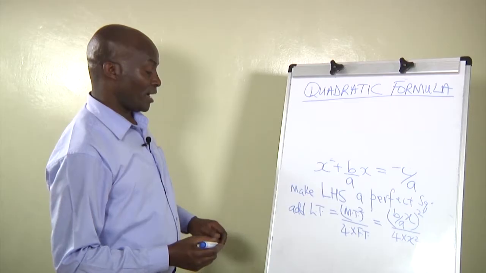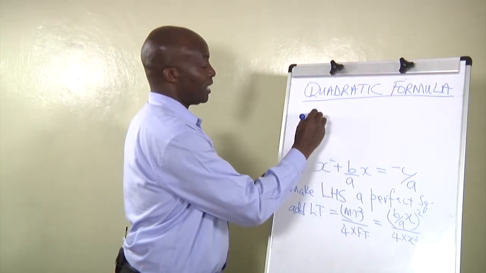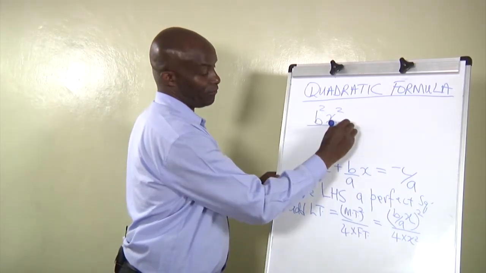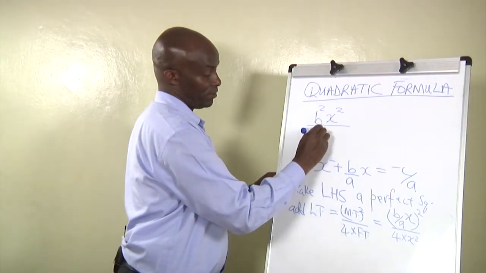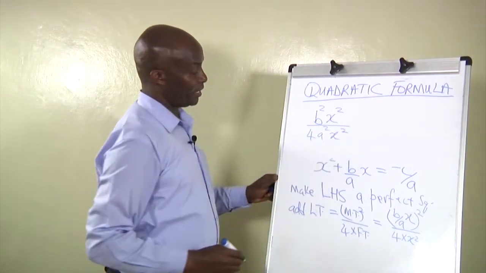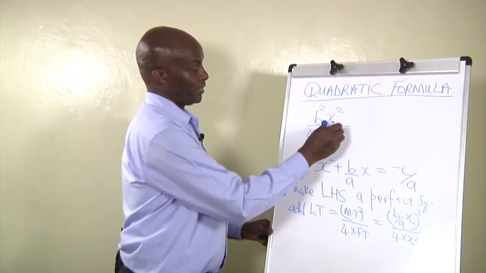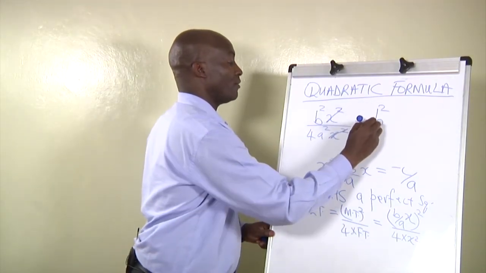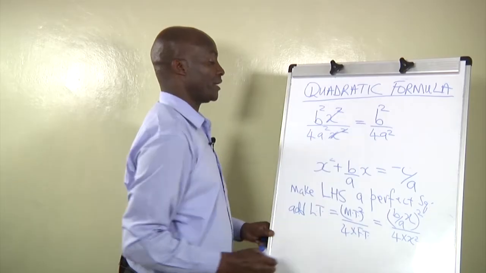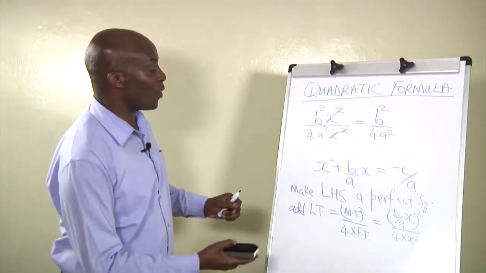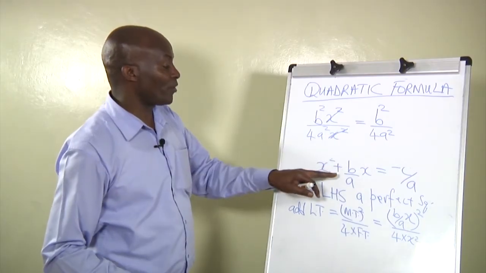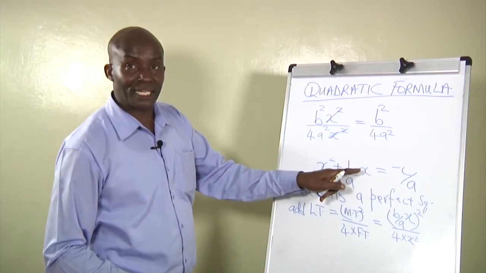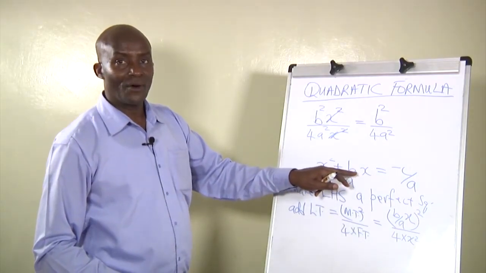And so, when you open the bracket, you have b squared x squared over 4a squared x squared. The x squared cancels out, and this becomes b squared over 4a squared. So that means we have to add b squared over 4a squared on the left-hand side to make it a perfect square. And if we do that on the left-hand side, we must do the same on the right-hand side.